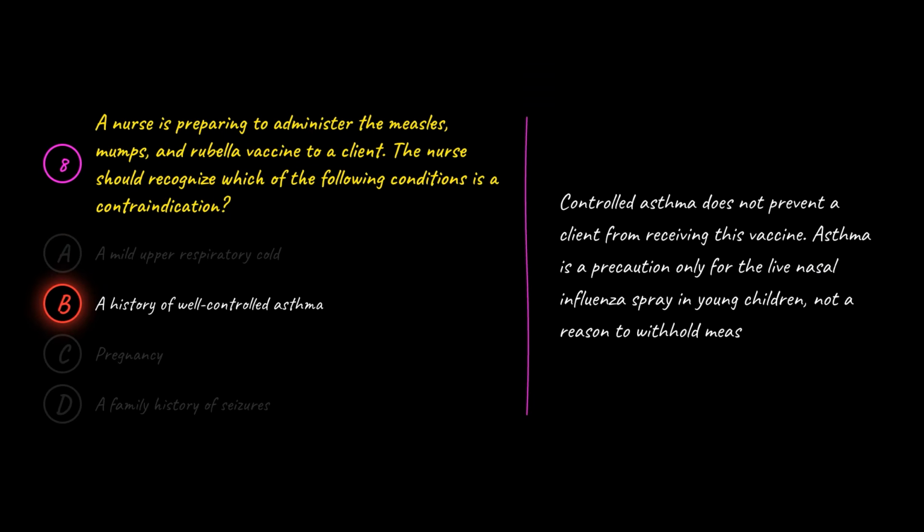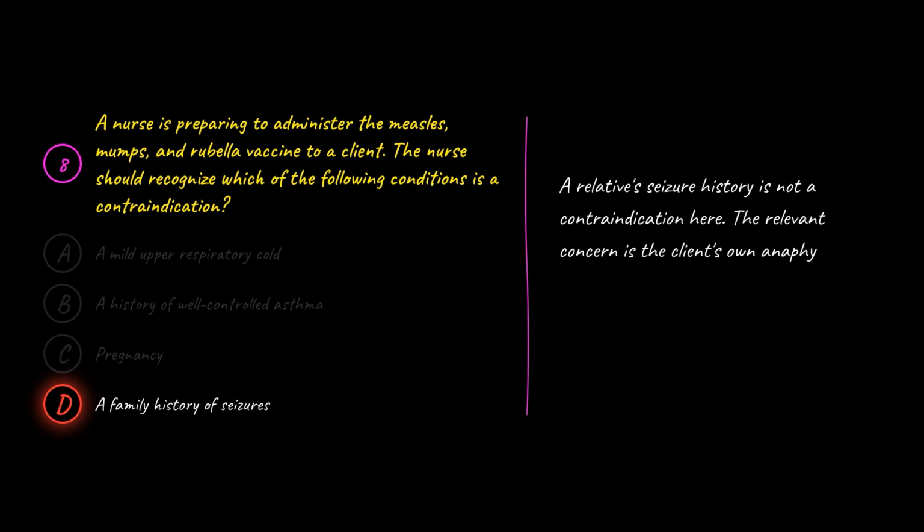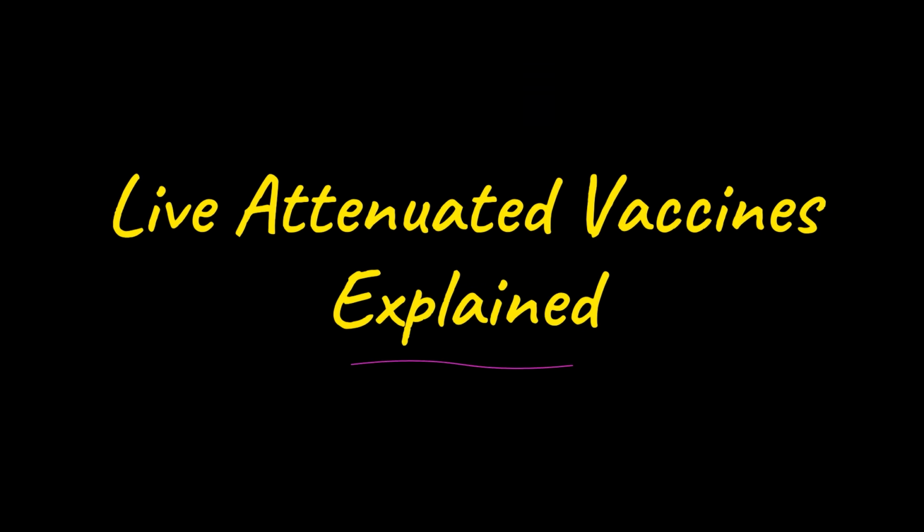mumps, and rubella. D is wrong because a relative's seizure history is not a contraindication here. The relevant concern is the client's own anaphylactic allergy to vaccine components or a current pregnancy, neither of which involves a family seizure disorder.